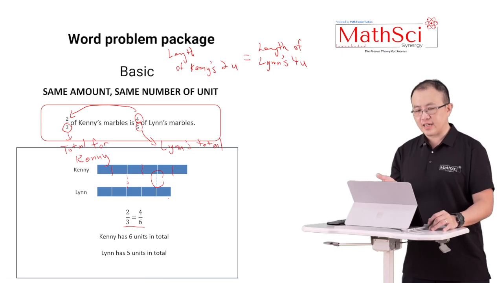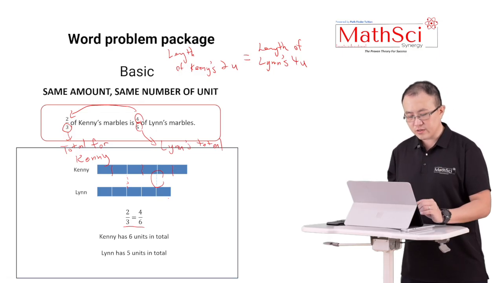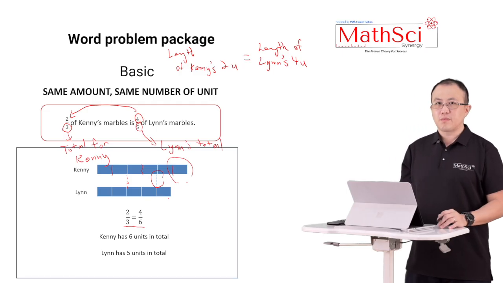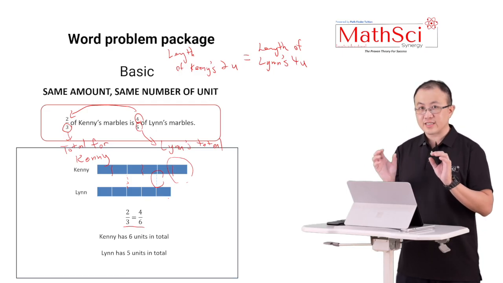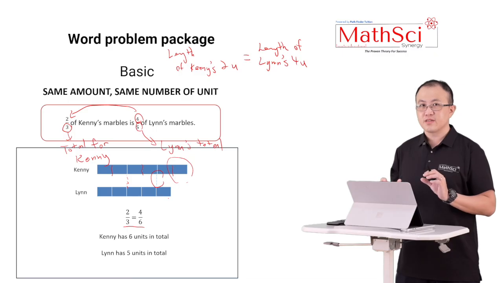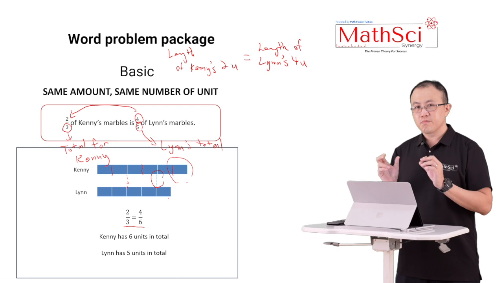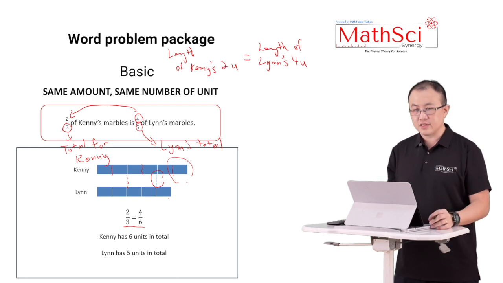If I further ask you another question about the quantity of marbles they have, what is the difference? I already know that Kenny has 1 more unit compared to Lin. But you cannot say that when the size of the unit is not the same. So remember, make sure the size of the unit is the same before you start making comparison.